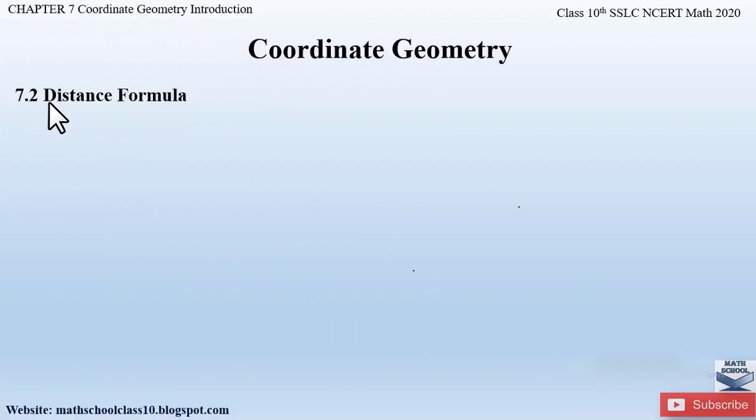Now coming to section 7.2, we are going to learn the distance formula, where we have to find the distance between two points whose coordinates are given.